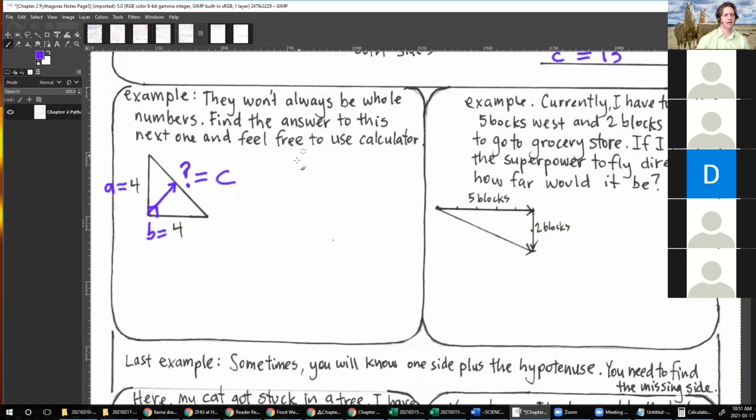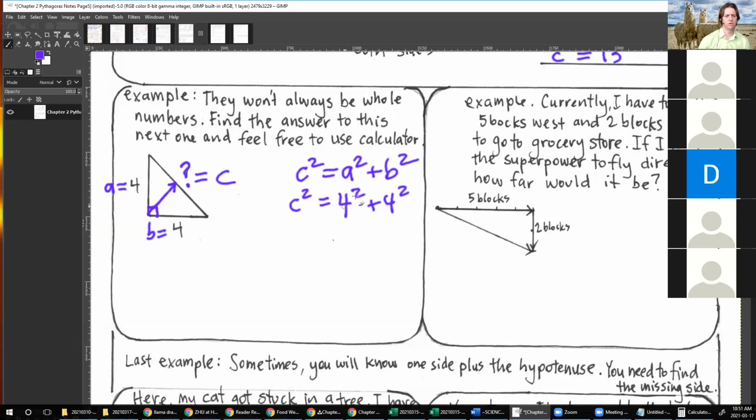So I've labeled my sides. I'm going to write my formula in here. A squared plus B squared. I'm going to replace what I know. I know A is 4, so I'm going to replace that. I don't know what C is yet. And B is going to be 4. So I'm just going to replace the letters with the numbers that I know.